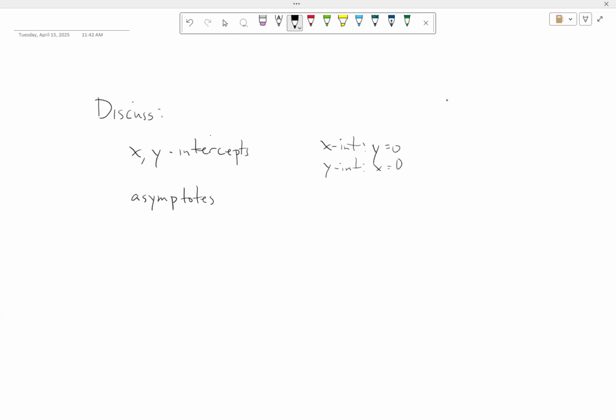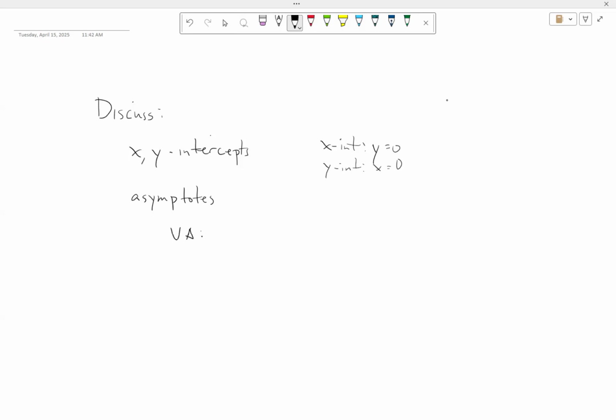There's lots of different types of asymptotes. Ben, tell us one thing about asymptotes. There's two different types. Okay, just tell us about one of them. Vertical and then there's a horizontal. Okay, so tell us about vertical asymptotes.